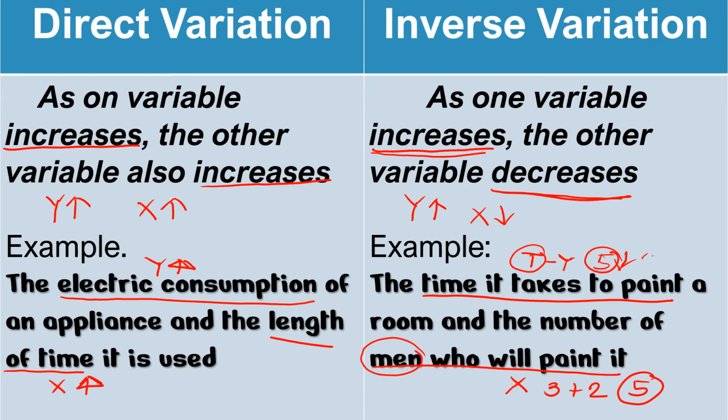So, again, when direct variation, as one variable increases, your other variable will also increase. As for your inverse, as your one variable increases, the other variable will decrease. Okay, let's have the difference of these two.